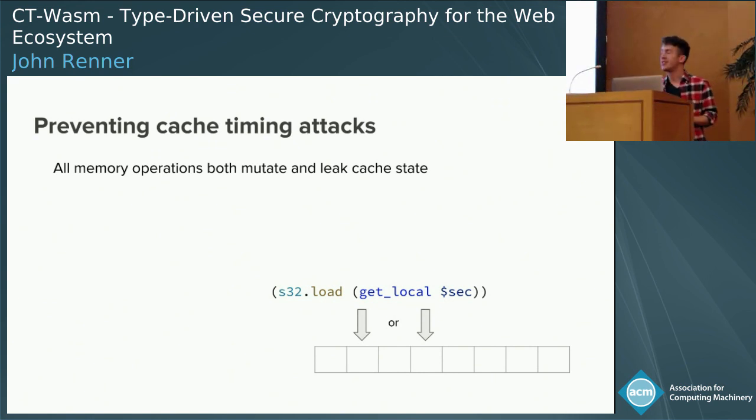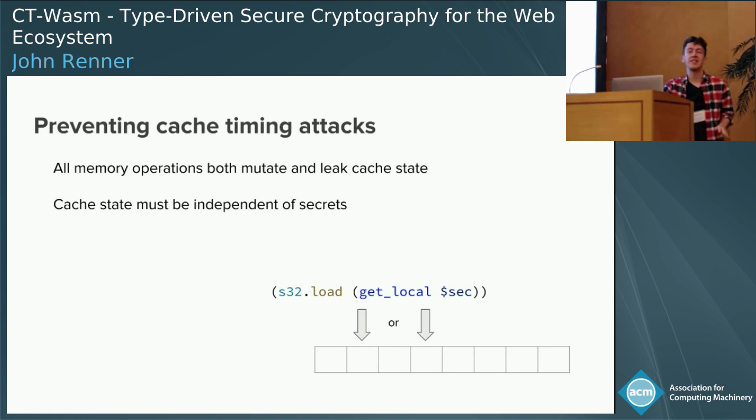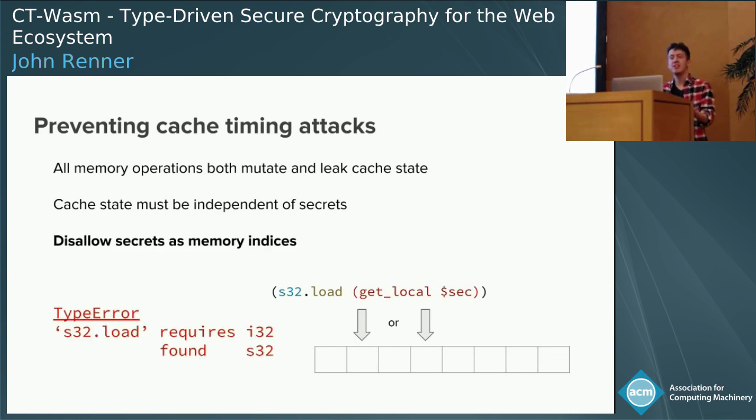So this means that our cache state needs to be independent of secrets. Otherwise, we'll be leaking them through this side channel. And so we completely disallow secrets as memory indices. What this does mean, it doesn't mean you can't store secrets, right? We have a memory for it. It just means you can't index into memory using these secrets.